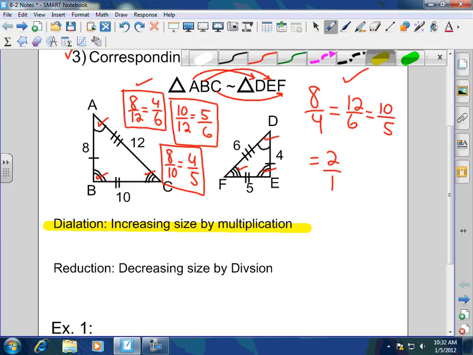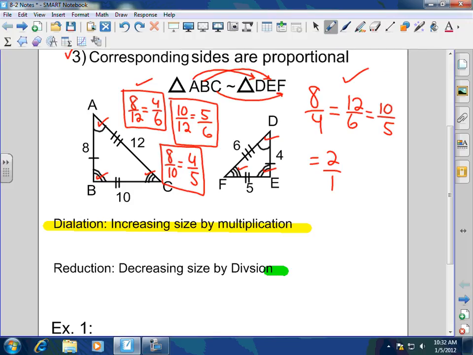If you decrease the size, though, gentlemen, then you have what's called a reduction. And that is decreasing size by division. So if you ever hear in the doctor's office, in the eye doctor, "Oh yeah, my eyes are dilated."